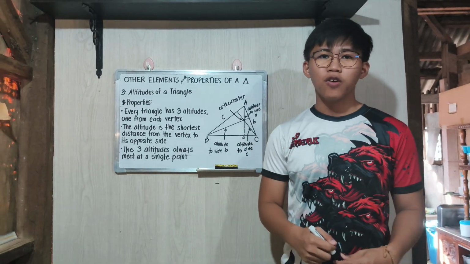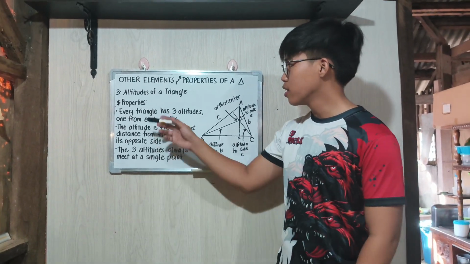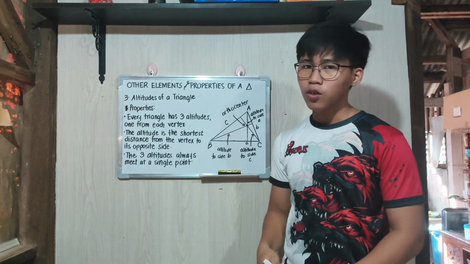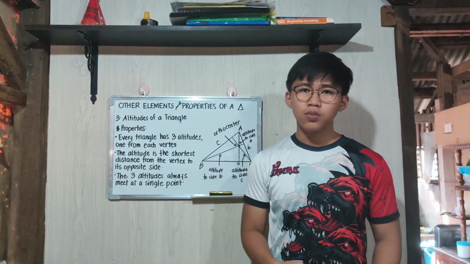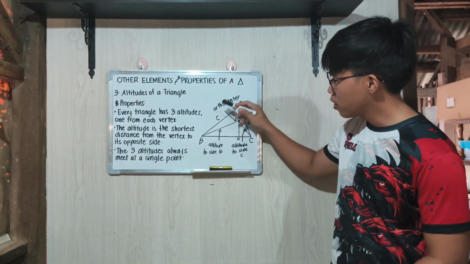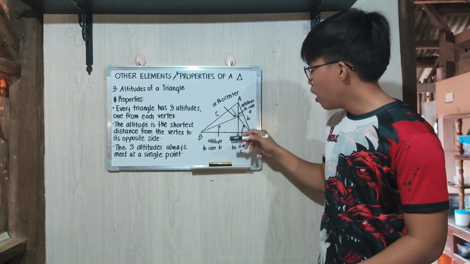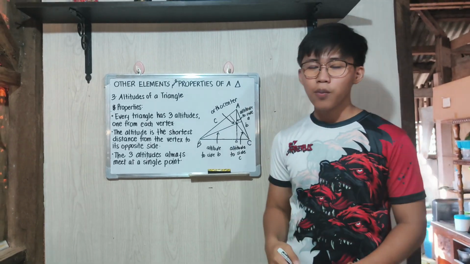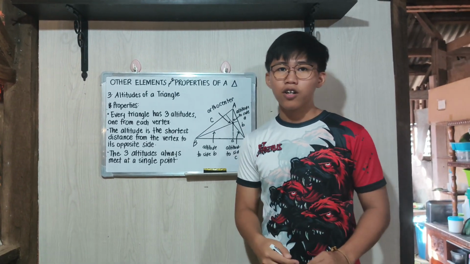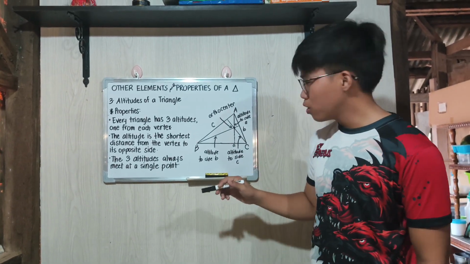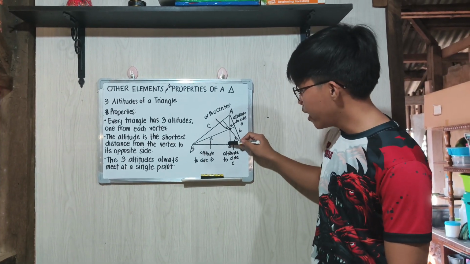Properties of the altitude of a triangle. First, every triangle has three altitudes, one from each vertex. The altitude always makes a perpendicular with its opposite side. In our drawing here, vertex A to opposite side A makes the perpendicular or 90-degree angle. The 90-degree angle is located here in side A.